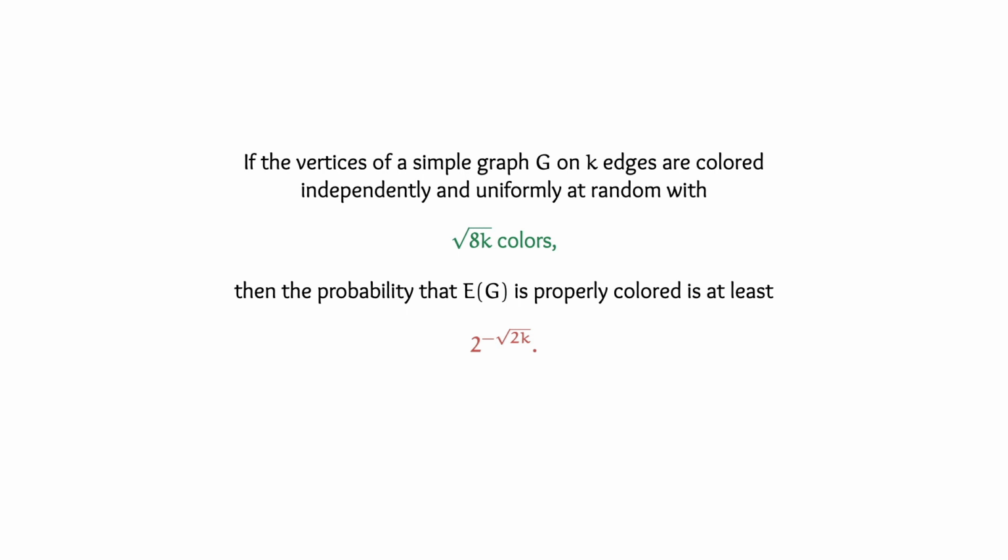So it turns out that if the vertices of a simple graph G on k edges are colored independently and uniformly at random with just root 8k many colors, then the probability that this set of edges is properly colored, which is, again, as we said before, a proper coloring is one that ensures that the endpoints of every edge get different colors, which is exactly what we want, is at least 1 over 2 to the root 2k. So this is really helpful because notice that there is a subgraph on k edges, and all we want is for that subgraph to be properly colored.